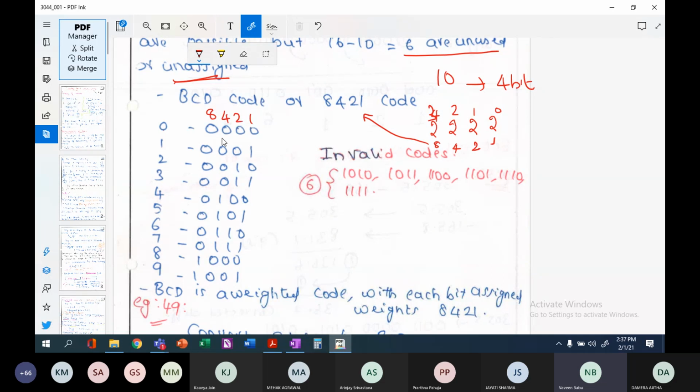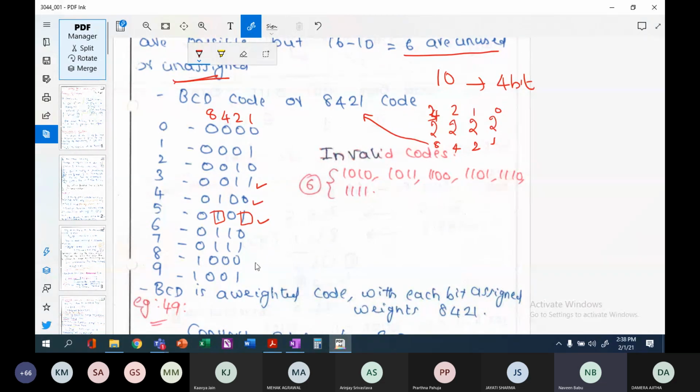So if you want to get 3, I can have a combination of 2 and 1. So I have 1 and 1 here. If I want 4, I already have a 4 here, so it is 4. If I want 5, 4 plus 1, 5. So I have 1, 0, 1. So likewise, I can code all the 9 decimal values.